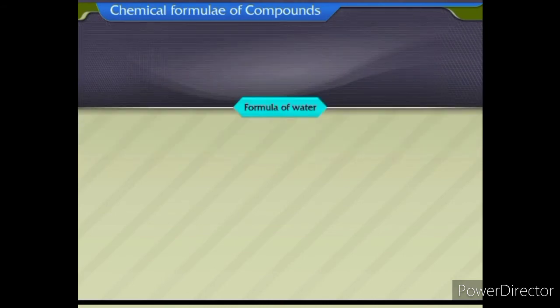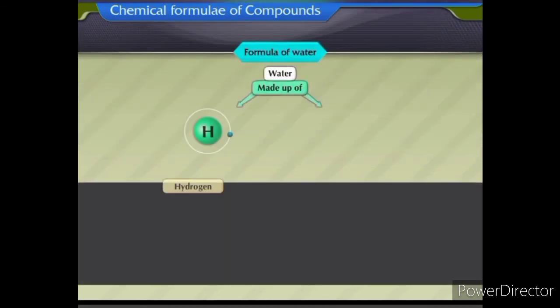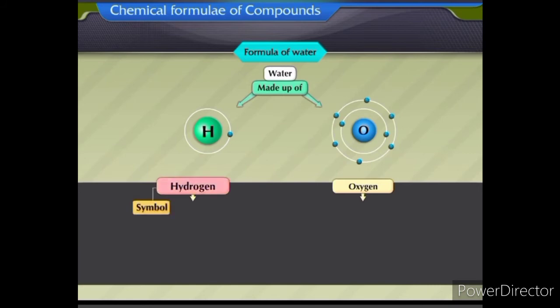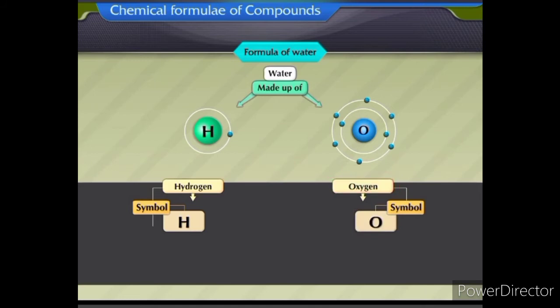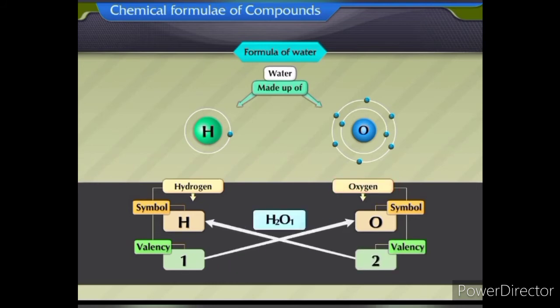Formula of water. The combining elements are hydrogen and oxygen. The symbol of hydrogen is H and that of oxygen is O. The valency of hydrogen is 1 and that of oxygen is 2. On crossing over the valencies, we get the formula of water as H2O.